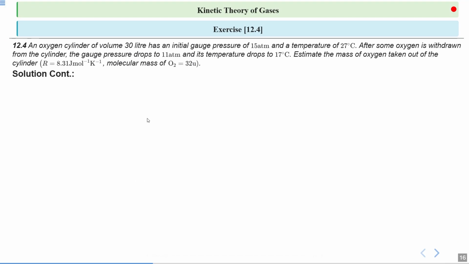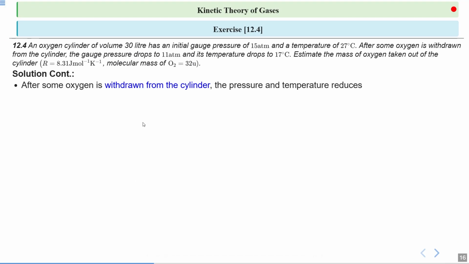Now, after some oxygen is withdrawn from the cylinder, the pressure and temperature reduce. So, let n2 be the number of moles of oxygen left in the cylinder. n2 represents the number of moles of oxygen left in the cylinder after some oxygen is withdrawn.